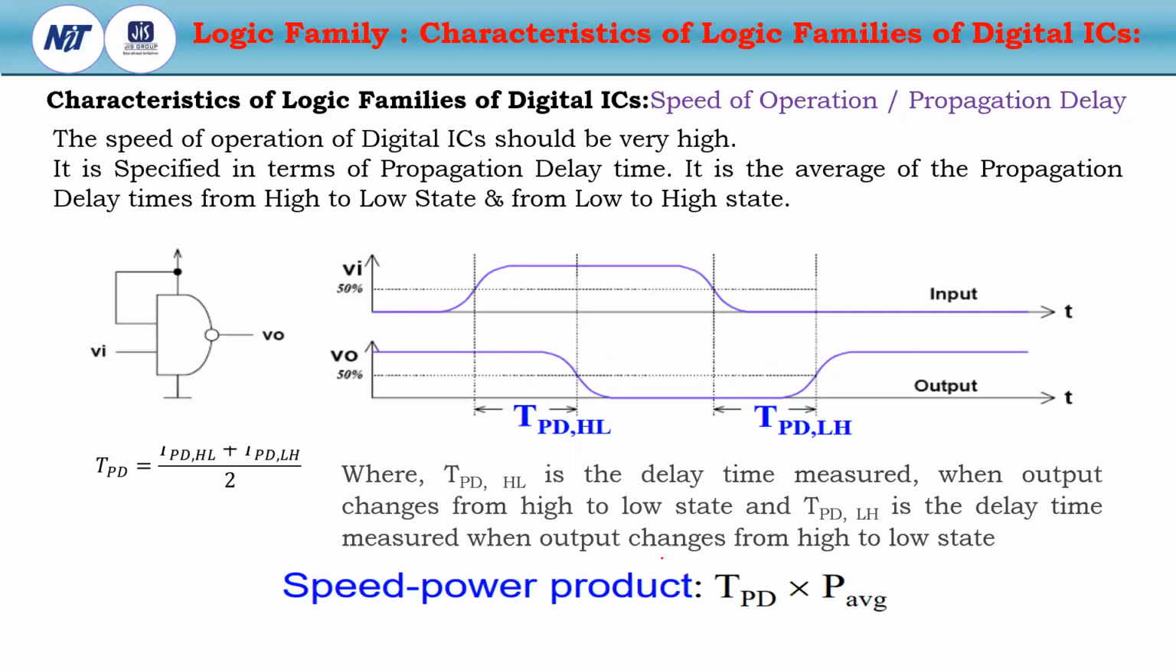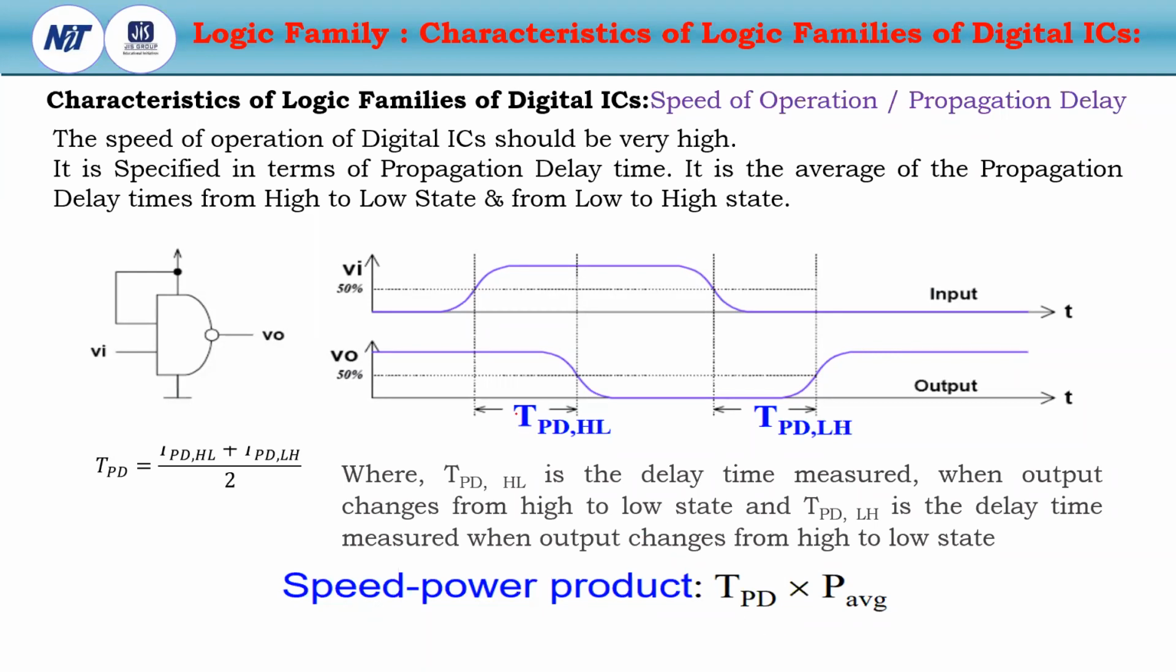Next come to the very important parameter of the logic families and digital ICs, that is the speed of operation or the propagation delay. The speed of operation of digital ICs should be very high. That means the propagation delay should be very less. It is specified in terms of the propagation delay. It is the average of the propagation delay time from high to low state and from low to high state.